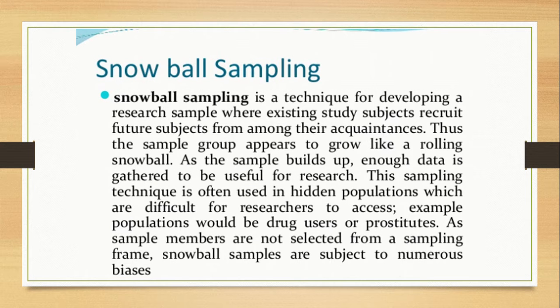Snowball sampling is a technique for developing a research sample where existing study subjects recruit future subjects from among their acquaintances. Thus, the sample group appears to grow like a rolling snowball. As the sample builds up, enough data is gathered to be useful for research. The sampling technique is often used in hidden populations, which are difficult for researchers to access. Example populations would be drug users or prostitutes. Sample members are not selected from a sampling frame. Snowball samples are subject to numerous biases.